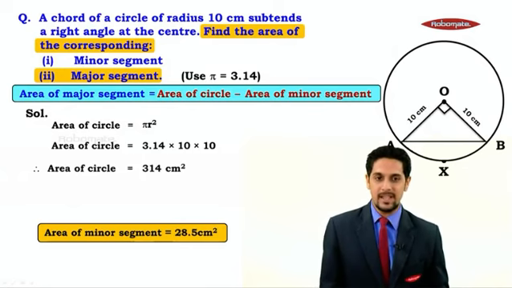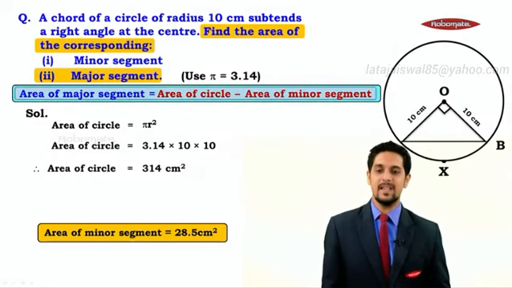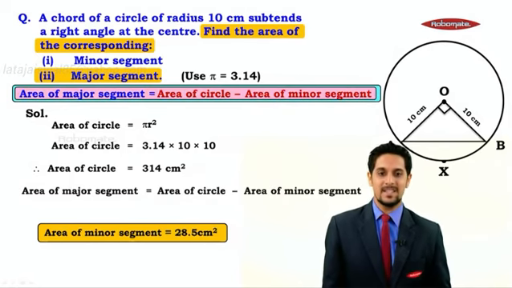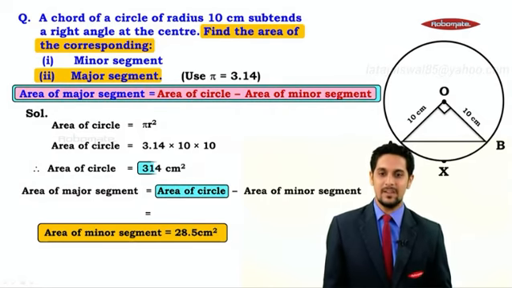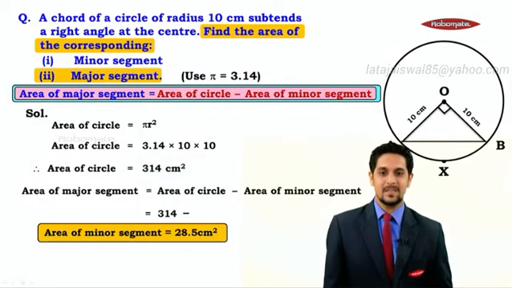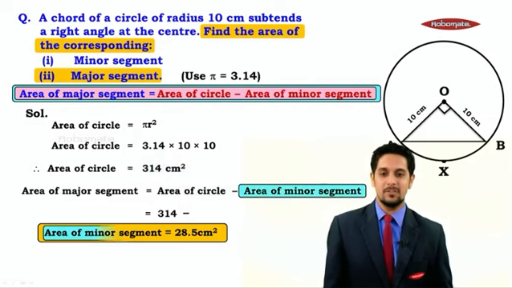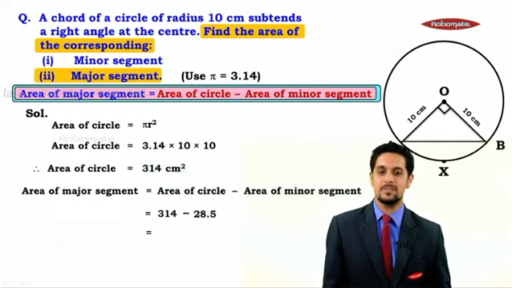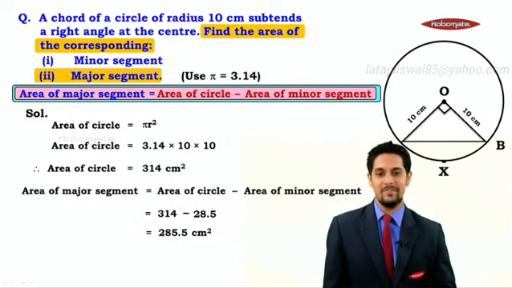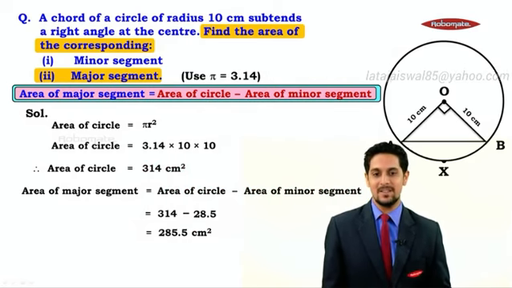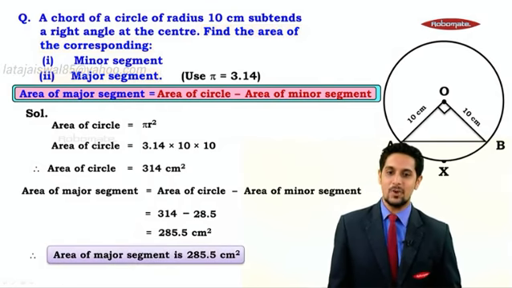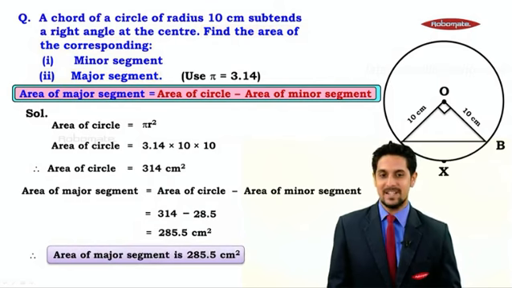And we have already got the area of the minor segment. So now we get the area of the major segment is equal to area of circle minus area of minor segment. This is equal to 314 minus area of the minor segment, that was found to be 28.5. The difference between the two terms gives the answer as 285.5 centimeters square. So we write the area of the major segment is 285.5 centimeter square.